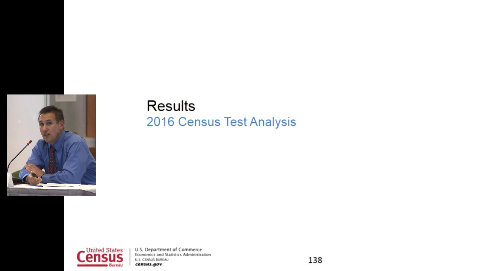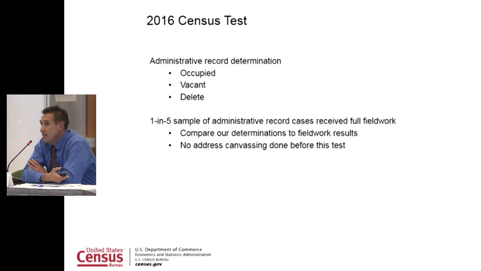So what are some of the results we saw in our 2016 census test? We had our administrative records determinations. We determined cases as occupied, vacant, or delete. For those, we took a 1 in 5 sample, where we ignored our administrative records results and did the full field work. So we're going to compare our determinations to what the field work results were. One thing I would like to say, which applies more to the delete work, is that there was no address canvassing done ahead of this.